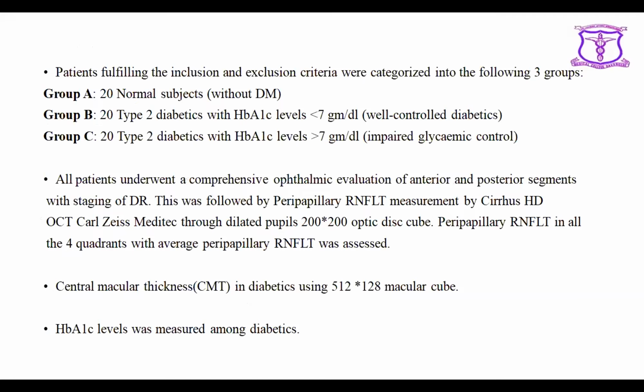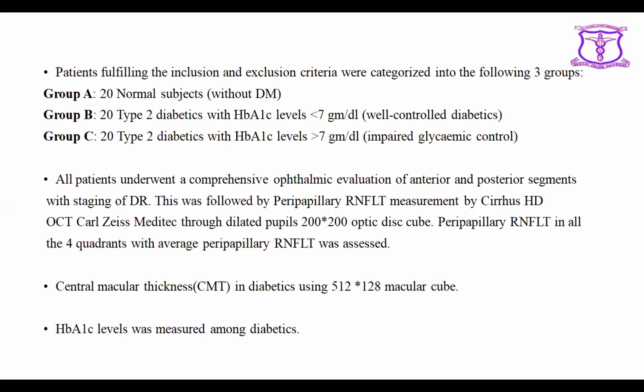Therefore, the patients were divided into 3 groups, A, B, and C, each having 20 subjects. Group A consisted of normal subjects. Group B with well-controlled diabetes, that is HbA1c levels less than 7. Group C consisted of impaired glycemic control subjects, that is HbA1c levels more than 7 gram per cent.